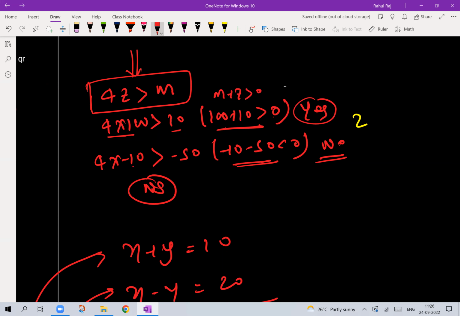Now I know that 4 into negative 10 is greater than minus 50. Minus 40 is greater than minus 50, right? So it is minus 10 and minus 10 minus 50 is less than 0. So m plus z here is less than 0. No situation. That's it.